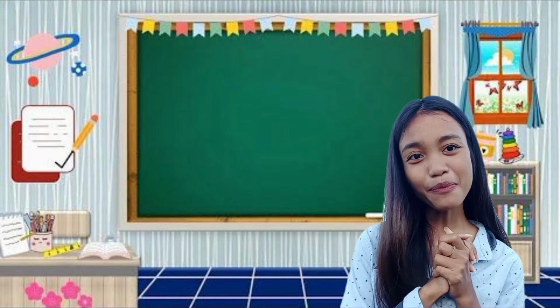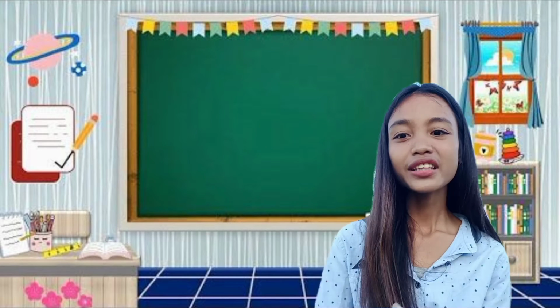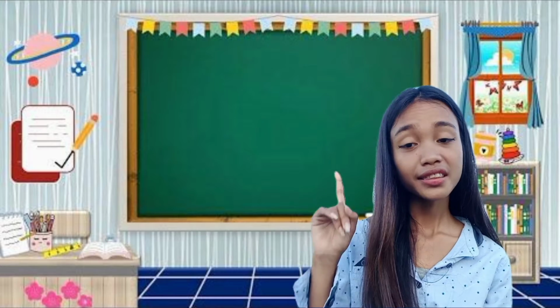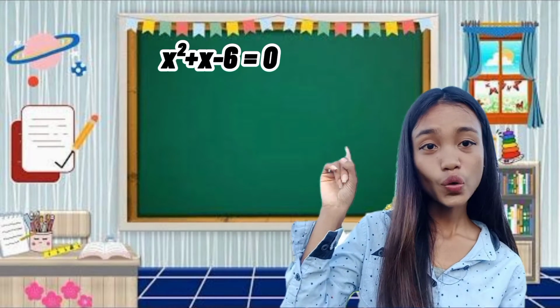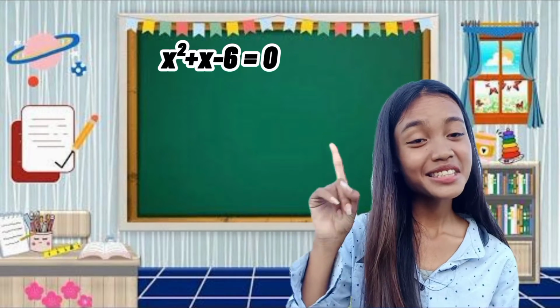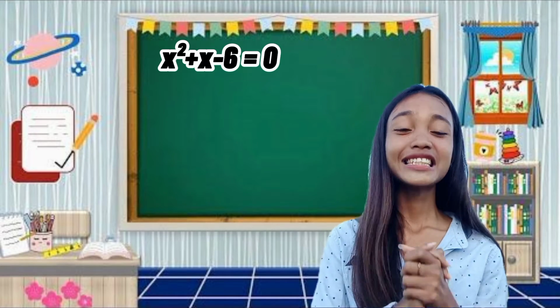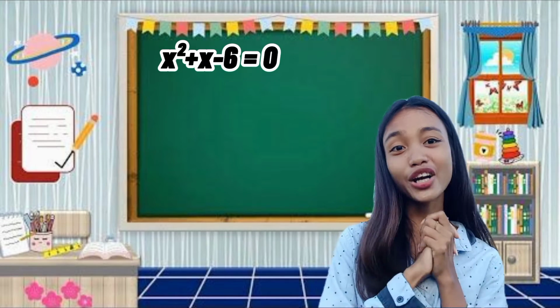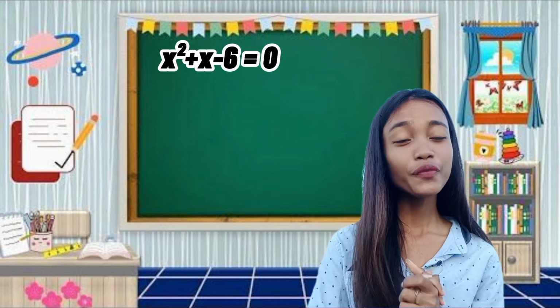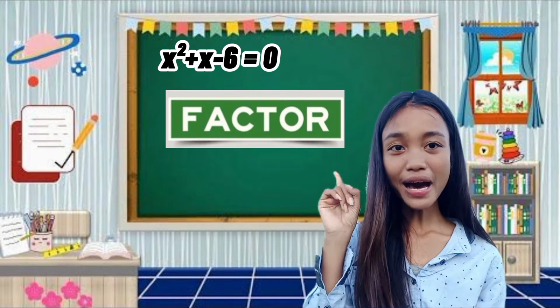So let's have an example for this. This is the equation: x squared plus x minus 6 equals 0. So it is already in standard form. So what we are going to do now is to factor them out.